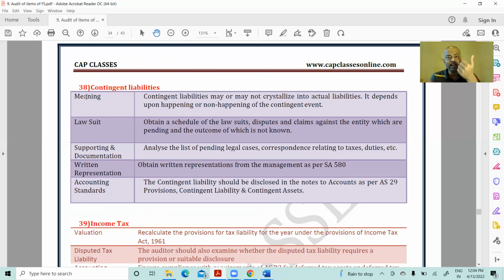So meaning, what is contingent liability? Lawsuits, legal disputes, court cases, settlements, these kinds of things. Supporting documents, pending legal cases, supporting documents. Written representation by management, SA 580. Accounting standard, AS 29. That is this. Very important question from exam point of view. Contingent liabilities is very important.